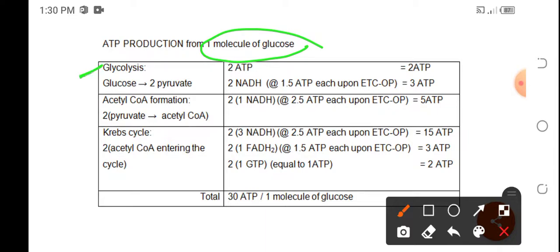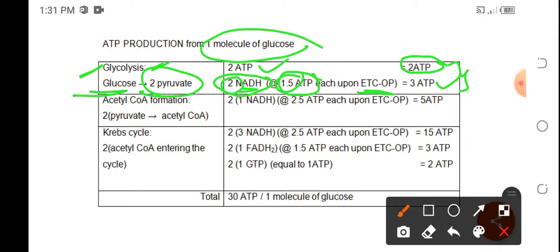So remember, earlier, during glycolysis, the glucose has been converted to 2 moles of pyruvate. And for that glycolysis, we are producing 2 ATP, so that's equivalent to 2 ATP. The 2 NADH will be converted by having an equivalent of 1.5 ATP each if this NADH will undergo the electron transport chain and oxidative phosphorylation. So that is 2 times 1.5 for a total of 3 ATP. So take note that during glycolysis, a total of 5 ATP will be produced for every 1 mole of glucose.